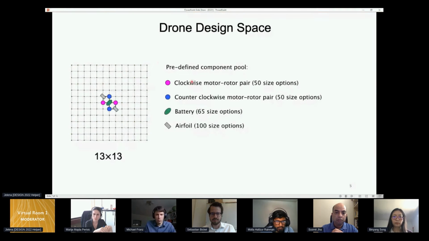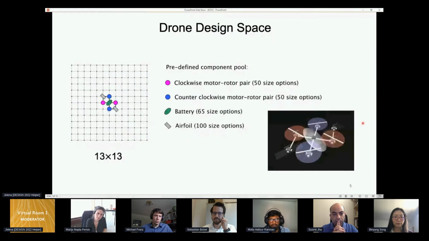A component such as motor-rotor pairs, battery, and airfoil from the predefined component pool can be added to any node within the grid. Each component has multiple size options. A simplified example drone is shown here, and the figure on the right shows its visualization in the design platform.